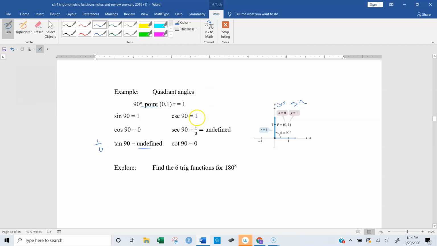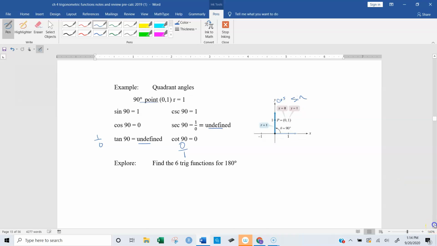Okay, flip. So cosecant is 1 over 1, which is 1, and secant is 1 over 0, again undefined. And this time, you're taking the 1 over 0 and flipping it, so it's 0 over 1. So cotangent is just 0. Okay, find 180, pause and do yours.